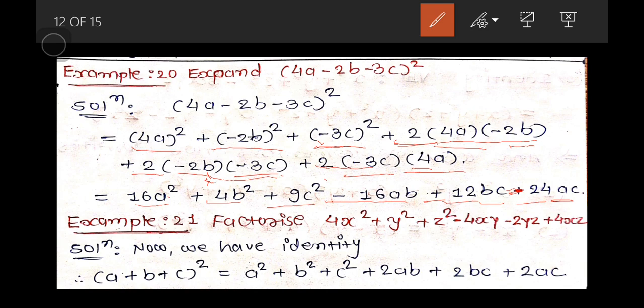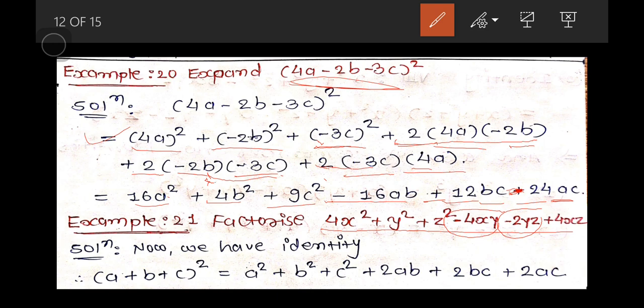Now we have learned that we can expand identity number 5 in the form as given here. But about factorizing such types of expressions, we have to also think about the sign of the given terms. Here you can see that the fourth and fifth terms have a minus sign, so we have to decide which term may be negative.